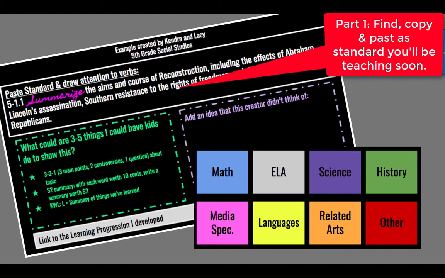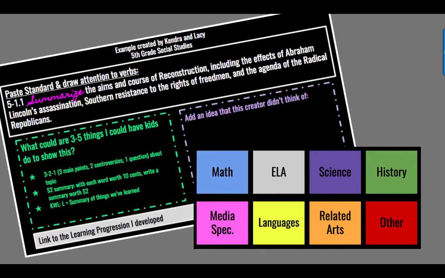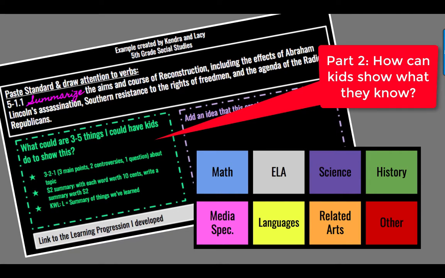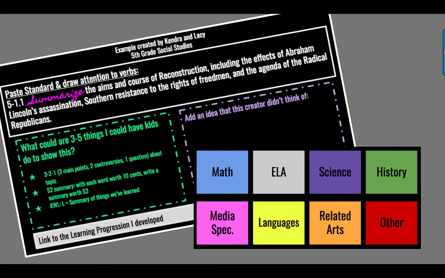Once you've copied and pasted your standard in and drawn attention to the Bloom's word or words, you're going to go down to the green box, and then you're going to brainstorm 3 to 5 things that you could have kids do. Lacey and I read through the standard, and then we thought about what we might have kids do if we were teaching this standard. You're going to do the same thing. All 3 of these activities are some kind of summarization activities that the kids could do in order to prove that they know what they're talking about. Definitely. But that's not it. There's one more task. Well, 2 more tasks.